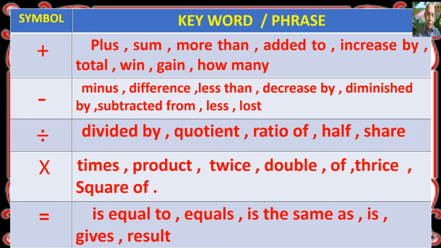Ratio of. When you are talking about ratio, it is in a division form. You have the numerator and the denominator. So we have half: give me half of your money. So meaning you are going to divide. Okay. Another one, you have share.